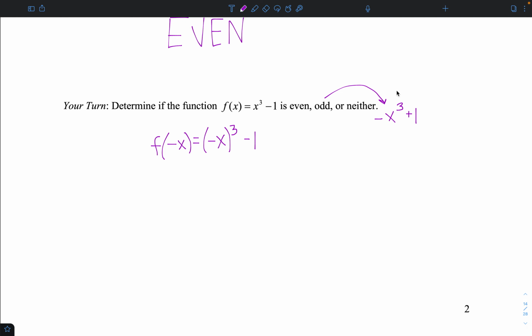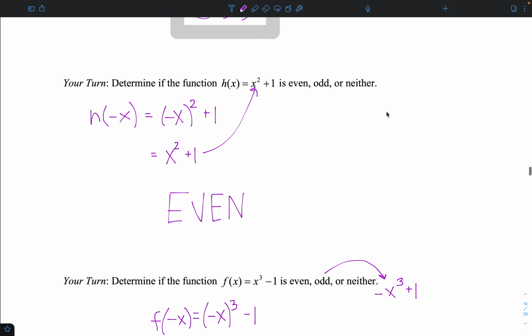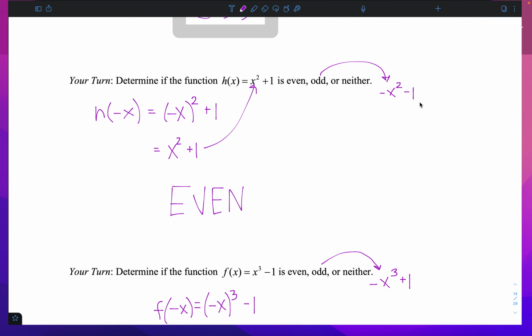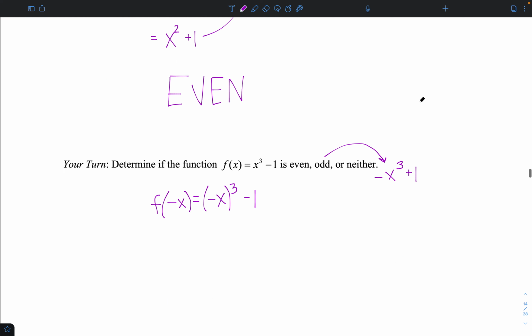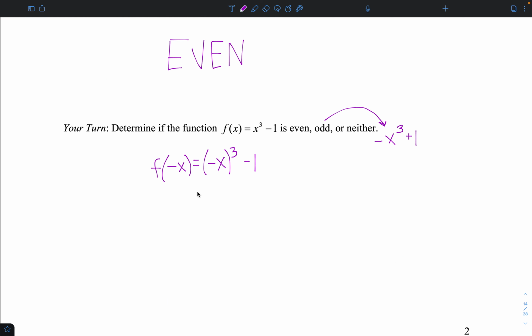All right, so I almost forgot to write what the odd function looks like. Sorry, I didn't do that up here, but the odd function up here would have looked like this. Okay, which it didn't match. All right, so now let's simplify this. We get negative x cubed. Well, that's still just negative x cubed. I have nothing to do with my minus 1, so it stays a minus 1. If I look, it does not match the original. And it also does not match the odd function, so this is neither.